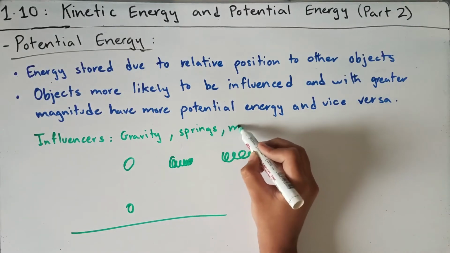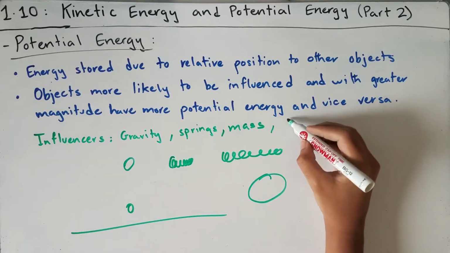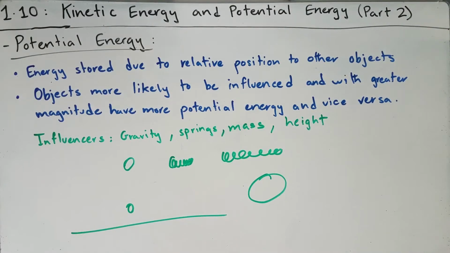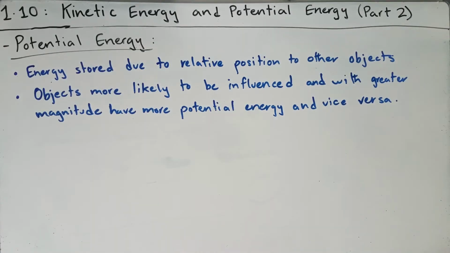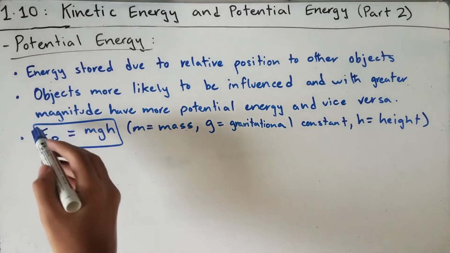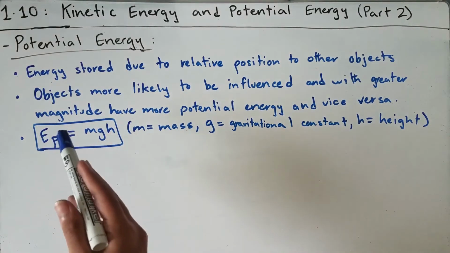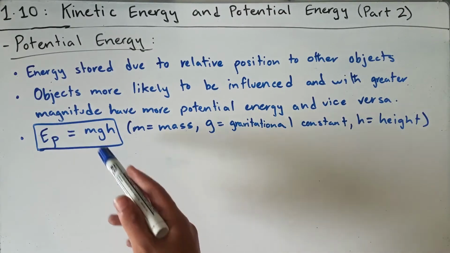Another influencer is mass. If you have more mass, then you have greater potential energy. Another one is height. If an object's height relative to another object is high, then that object has higher potential energy compared to one that doesn't have as much height, which will have lower potential energy. So there are many types of potential energy, but in this case we're going to look at gravitational potential energy.